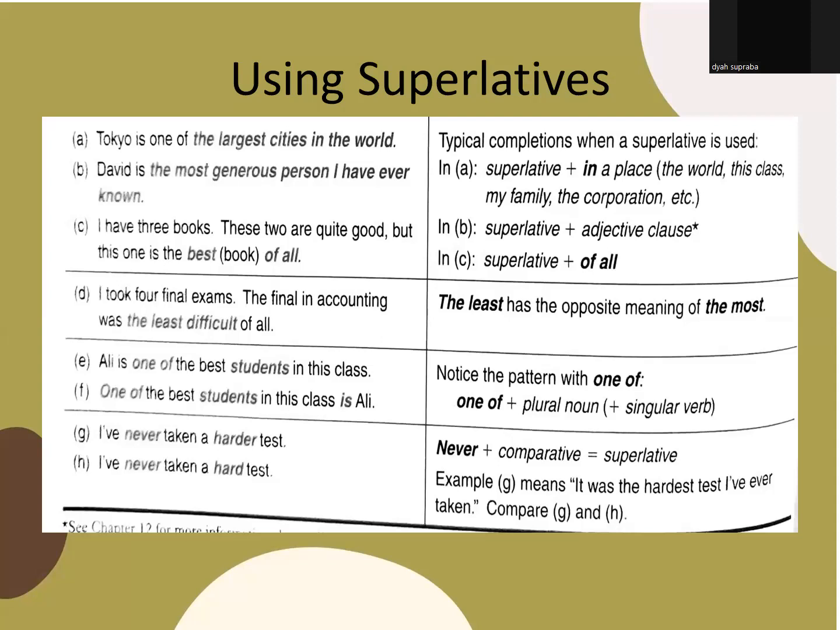Example B, superlative plus adjective clause. David is the most generous person, adjective clause, generous and person. David is the most generous person I have ever known. In example C, we are going to see superlative and of all. I have 3 books. These 2 are quite good, but this one is the best of all.